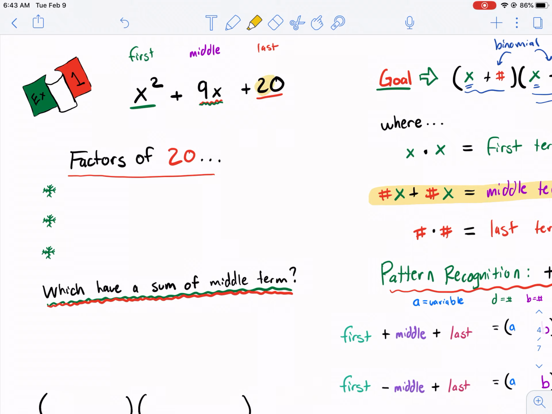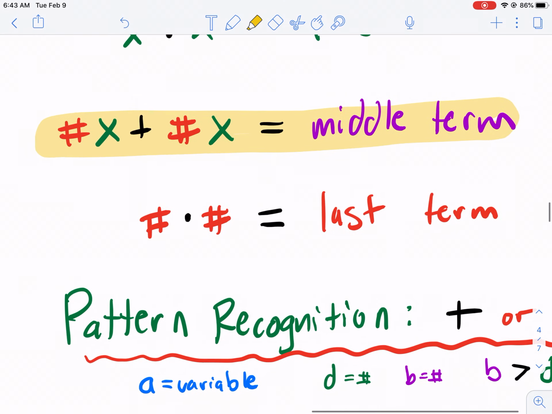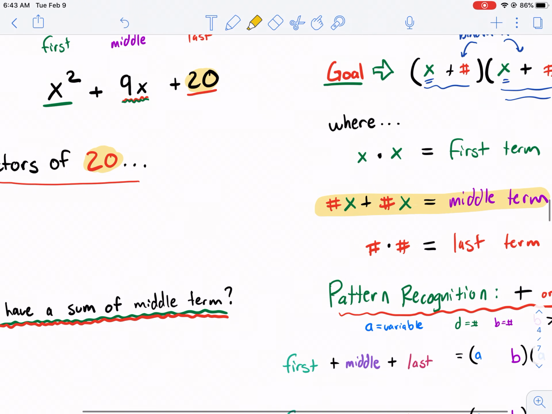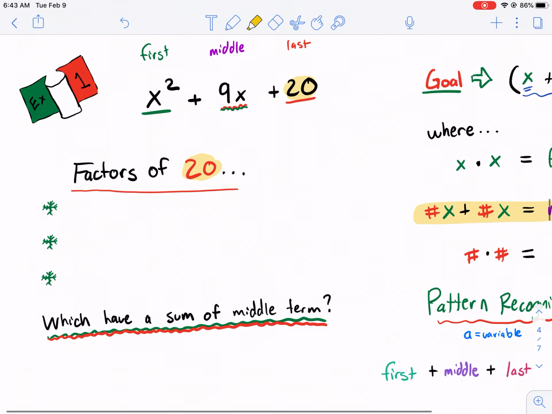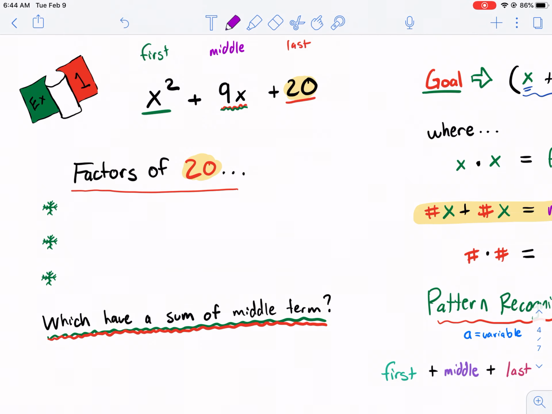So here we see our last term is 20. So we're going to think of factors of 20, right? Because our last term is what 2 numbers multiplied together give us our last term. Well, in this case, we have a bunch of factors for 20. We could have 1 times 20. We could have 2 times 10. We could have, oh, by the way, this is a positive 20. Make sure to include that.